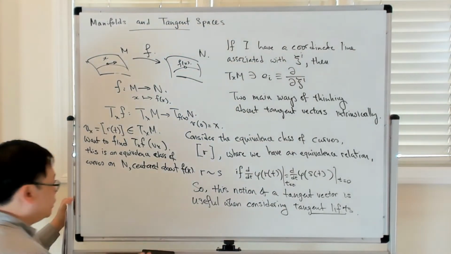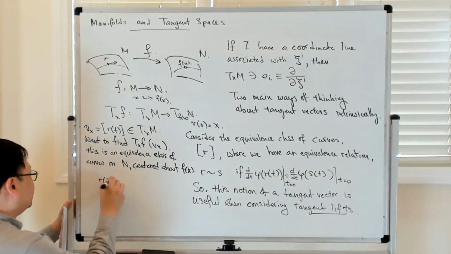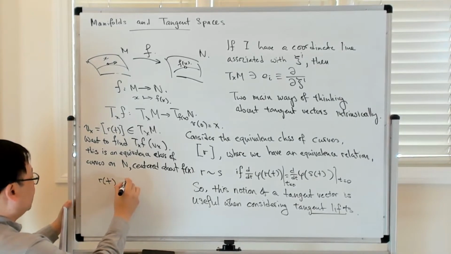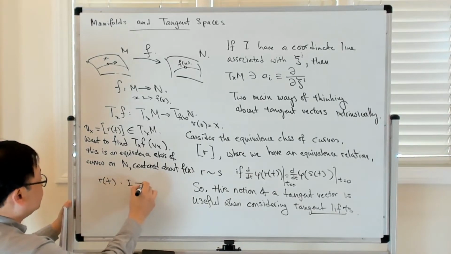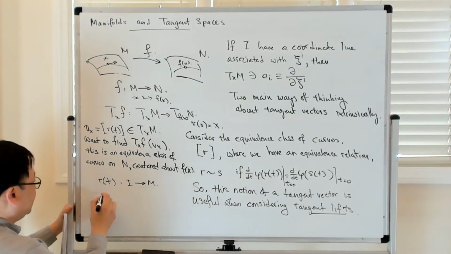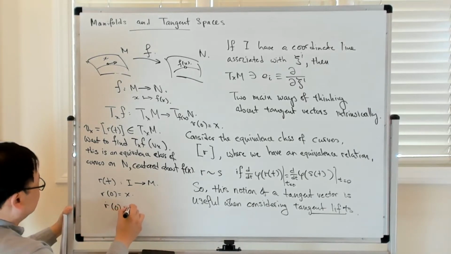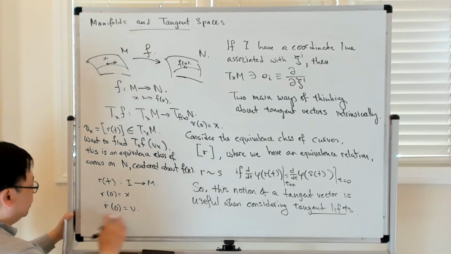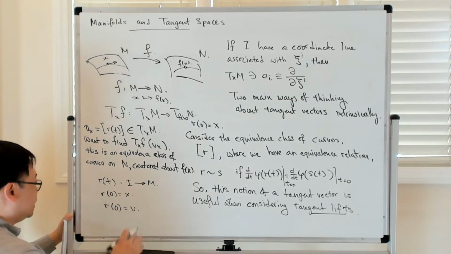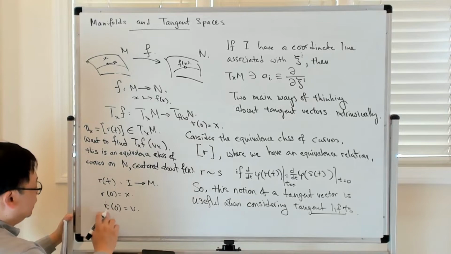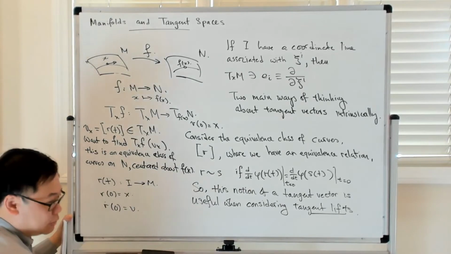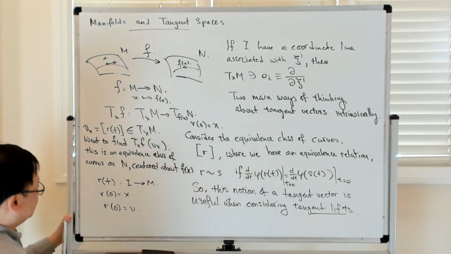So you actually do the obvious thing. You have some curve r of t, which is a map from some interval I to M, with the property that r at 0 is x, and that r dot at 0, in some appropriate sense, let's call that v. I'm not going to be very precise here, but the idea is that the derivative of the curve is going to be identified with this v_x, which is labeling the vector.